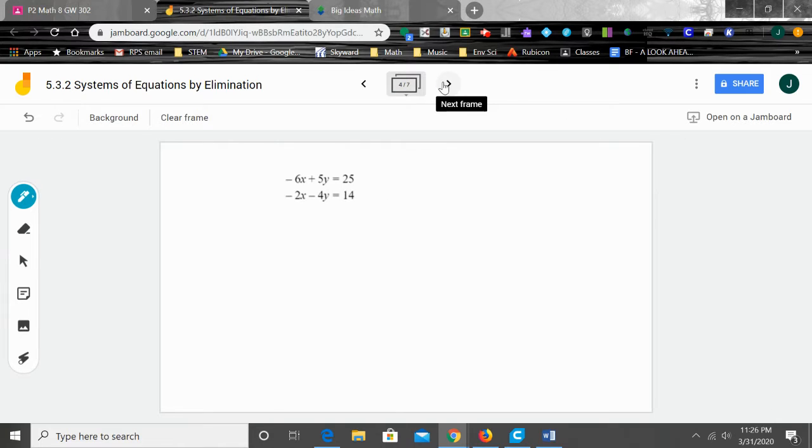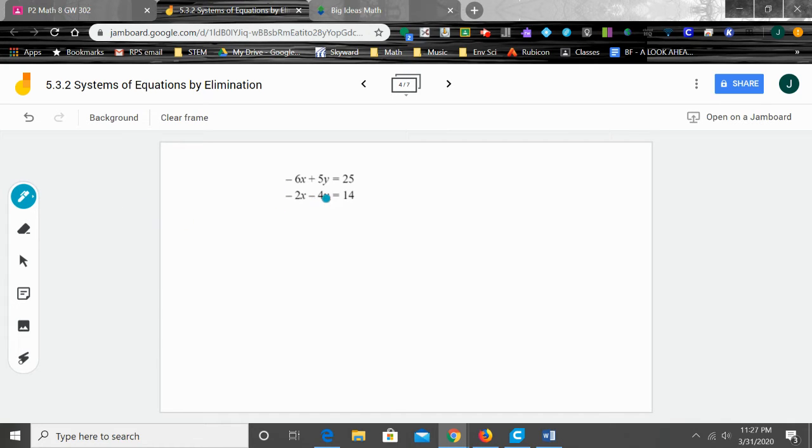Well, we're going to do the same thing, but instead of getting a common denominator, we are going to be getting a common coefficient. Okay, so we're going to look here. We have the x's, we have a negative 6 and a negative 2, and the y's, we have a 5 and a 4. So what we want to do is get the two coefficients to be the same. So it's probably easiest to get the x's to be the same. How come? Well, let's look. We have a negative 2. We can get that to be a negative 6 very easily just by multiplying by 3.